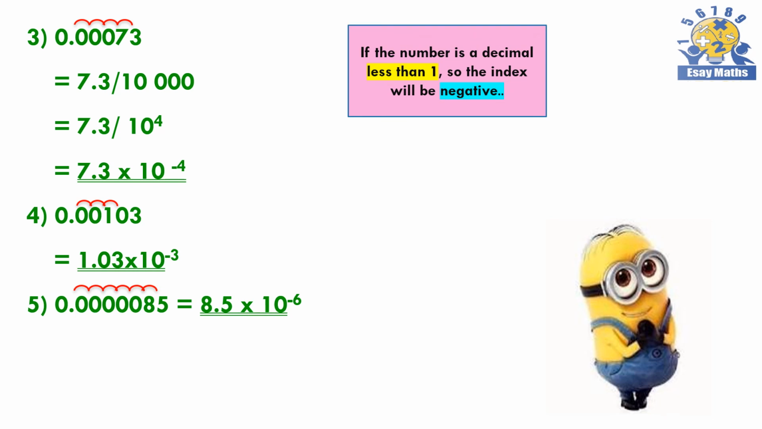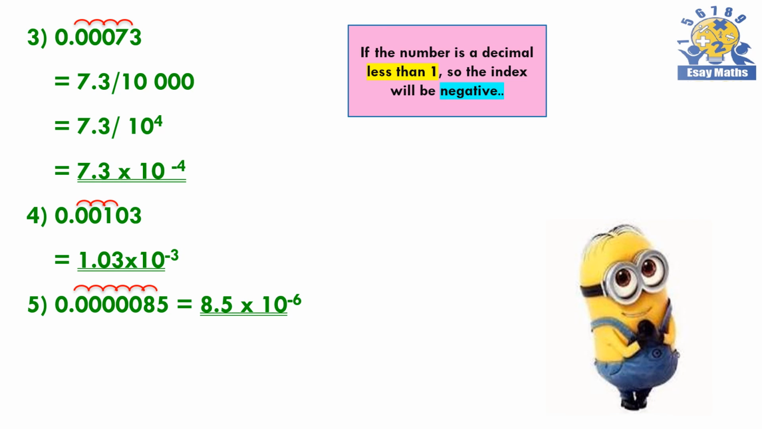Fifth one, 0.0000085. Then I can use here the easiest method. I am writing it as 8.5 multiplication sign. Then to write it as 8.5, I should shift the decimal point 6 times to the right hand side. Then the answer is 8.5 into 10 to the power minus 6.